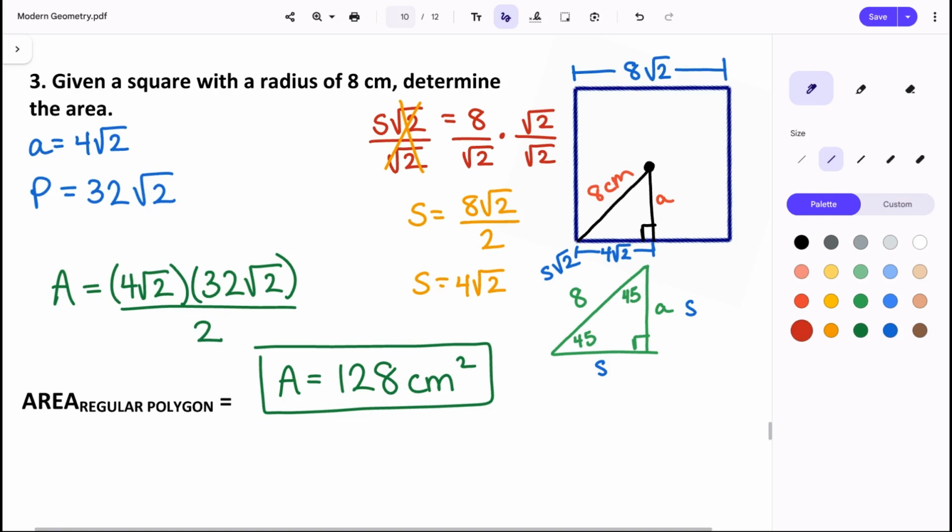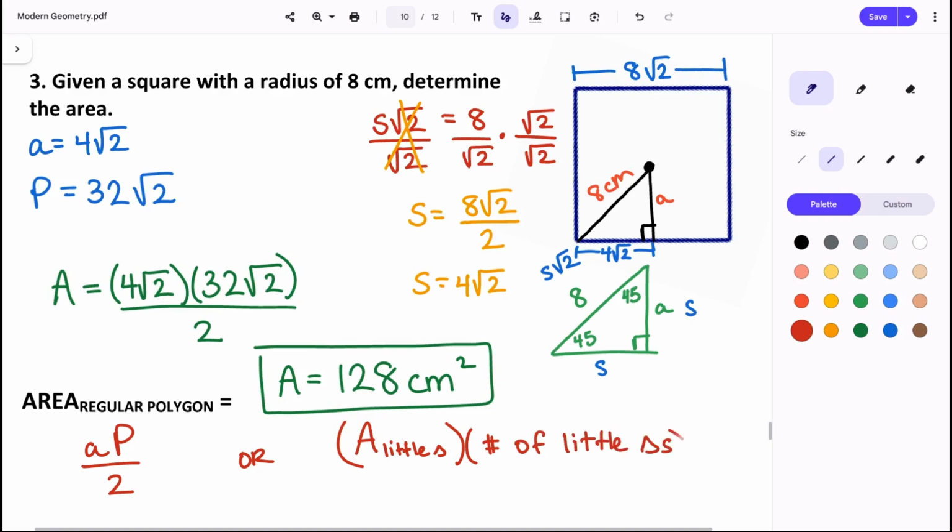So again, the area of a regular polygon formula is apothem times perimeter divided by 2. Or what we started out with at the very beginning of class today is you find the area of your little triangle and you take that times the number of little triangles that you have in your picture, and then you divide by 2. If you liked the little triangle method from before when we did it on the first one, you could have still applied that to all of these other ones. I just didn't go that route.